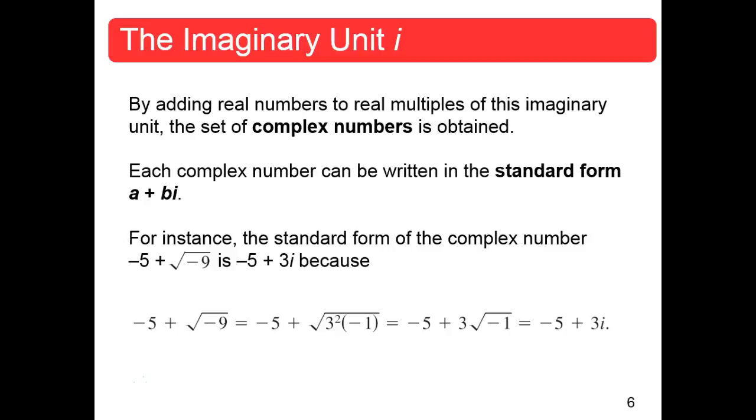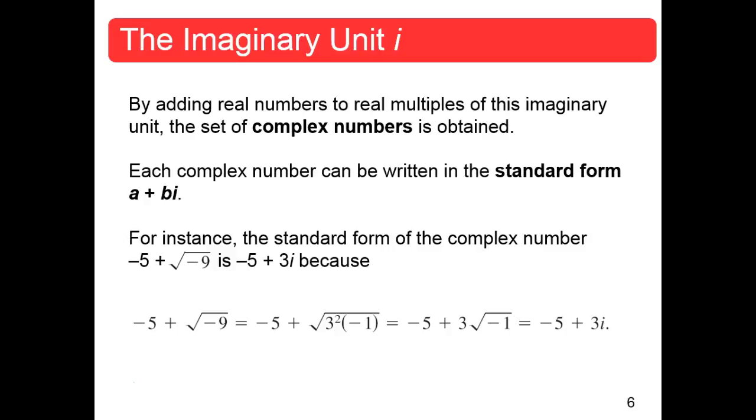So, when you combine the rationals with the irrationals, now you get the real number system. Now we're introducing something that does not include the real numbers, but by adding the real numbers to real multiples of the imaginary numbers, now we have a whole new set of numbers called complex numbers. And they have a little diagram in your book, and I think we're going to get to the slides, so I'll hold off on that.